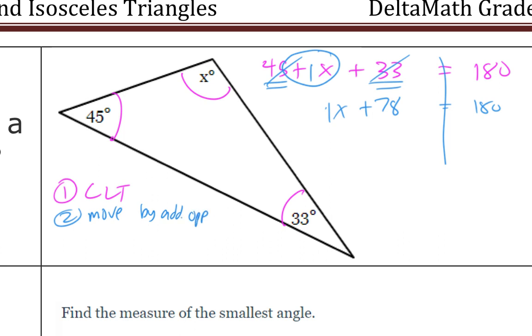Adding the opposite. So what do we want to move? Do we want to move the 1x or the 78? Well, we know we're going to divide at the end with this, right? So if we're going to do that last, that means we need to do that next, by adding the opposites. The opposite of positive 78 is negative 78, right?